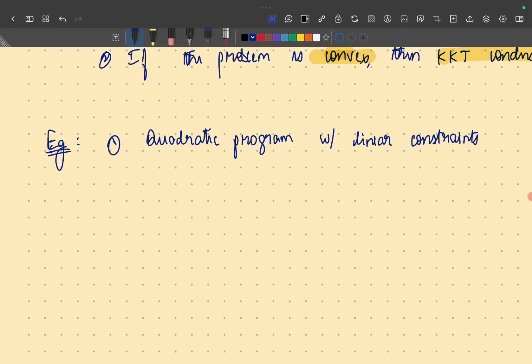So a quadratic program, a general quadratic program with linear constraints. Basically, you want to minimize some x transpose Ax plus b transpose x plus c, subject to the constraint that some matrix G times x is equal to some vector h.